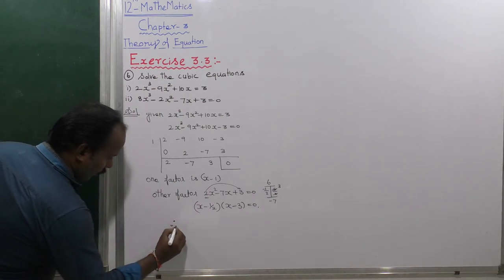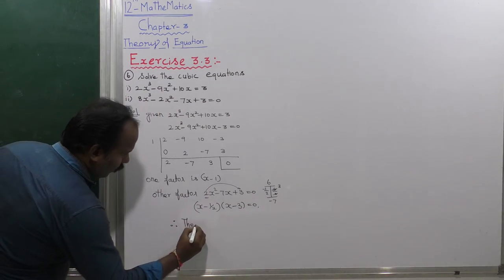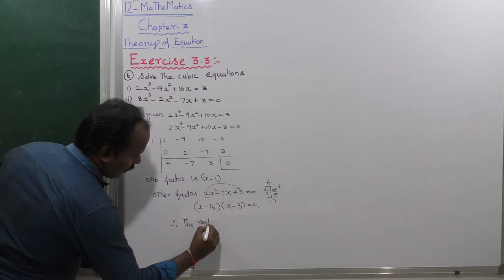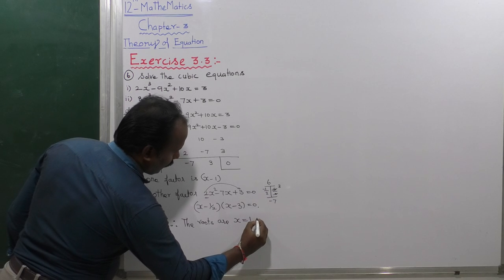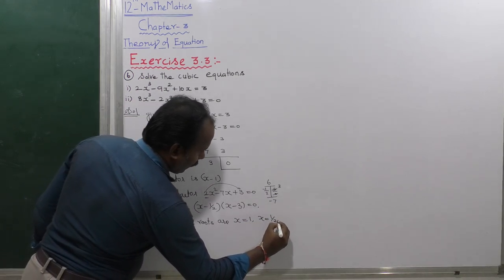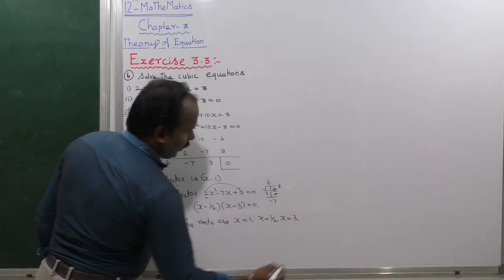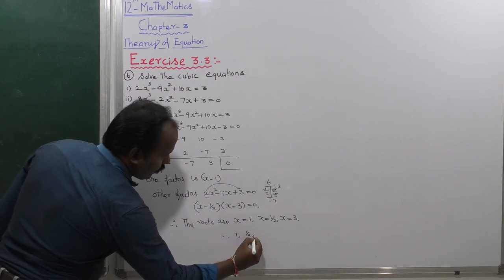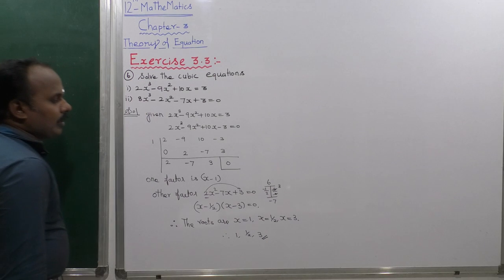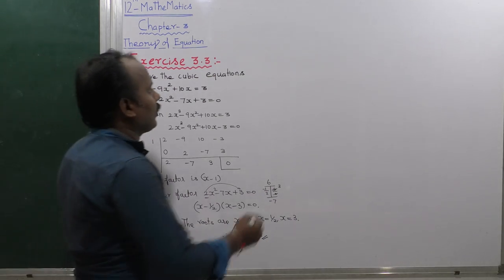So therefore the roots of the factors are x is equal to 1, then x is equal to 1 by 2, x is equal to 3. So therefore 1, 1 by 2, 3, we get the first subdivision answer.